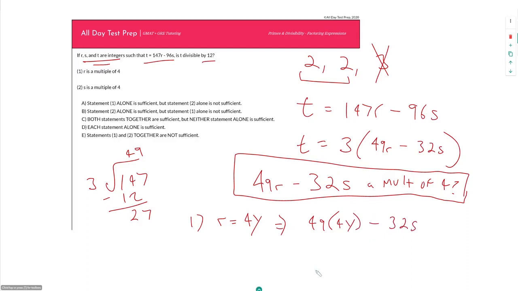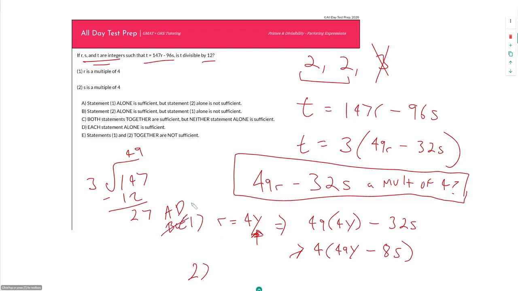So what can I do here? You can take out a 4 now from each of your 2 terms, because 32 contains a 4 and our 4y also contains a 4. So I have 4 times 49y minus 8s. So if we just keep in mind that y is just some integer multiplier, I don't know what y is or what s is still, but I know I can express 49r minus 32s as 4 times 49y minus 8s. So that's just 4 times some integer. This is telling me that 49r minus 32s must be a multiple of 4. It can be written as 4 times some integer. So this statement here is actually sufficient, because I already have my 3 to start. And then this is telling me that I have my 4 from over here.